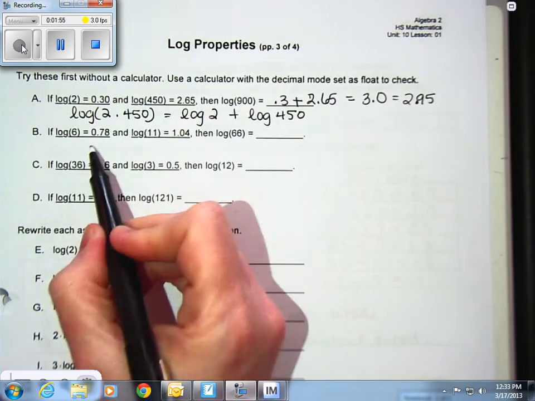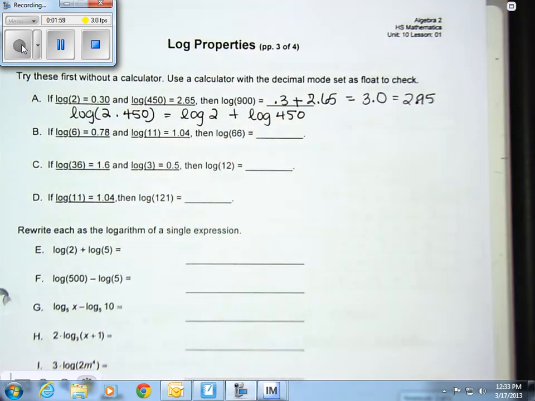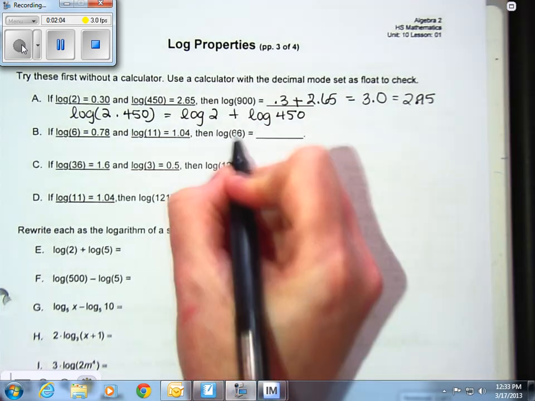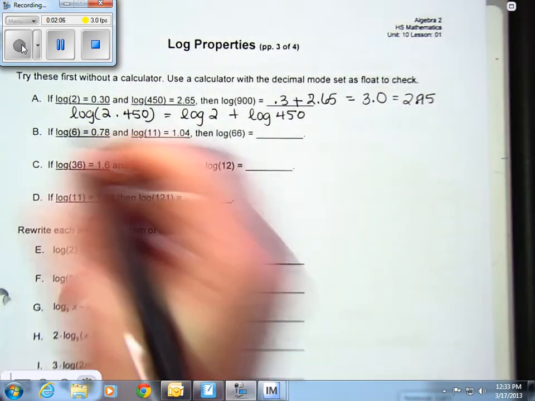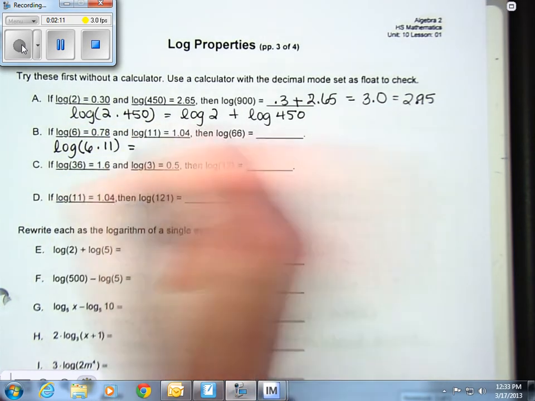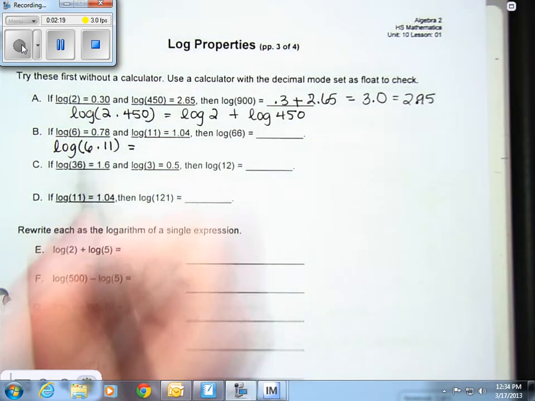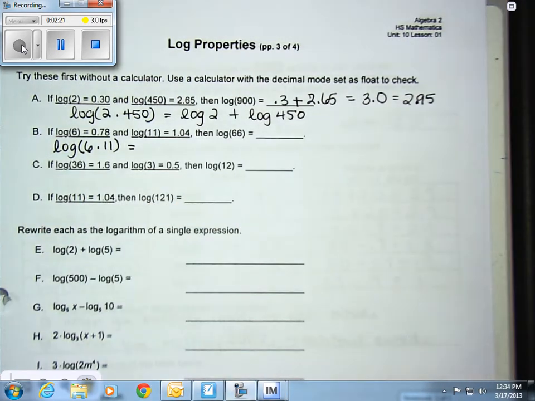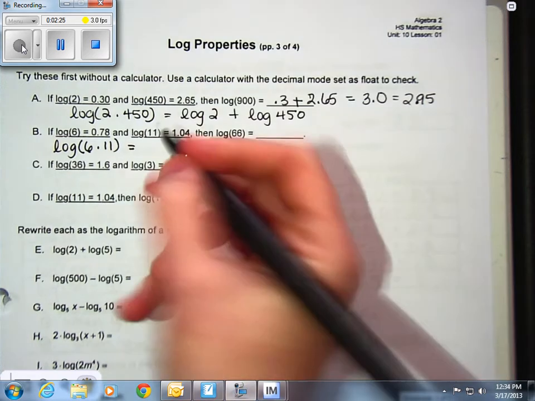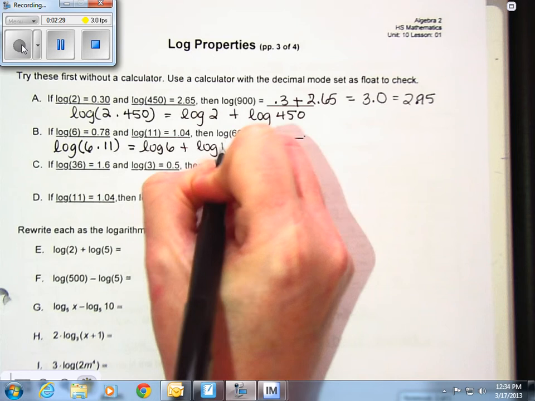If log of 6 is 0.78 and log of 11 is 1.04, how can we find log of 66? So the first thing you're going to do is rewrite 66 as a product of 6 and 11. So that will be log of 6 times 11. Now we're going to use our first property of logarithms, which is the product property, and we're going to rewrite this because we notice that we've got a product on the inside, so we're going to convert it to a sum or an addition on the outside. So we're going to have log of 6 plus log of 11.